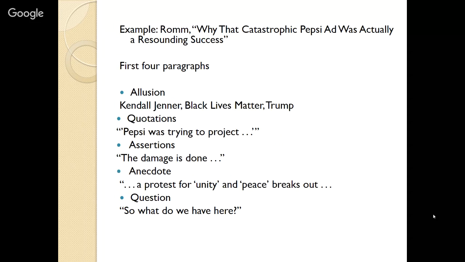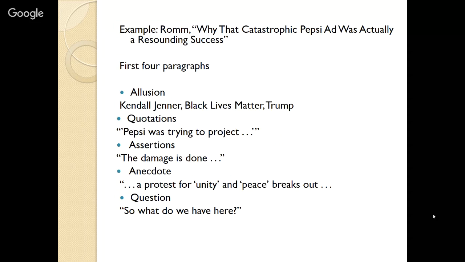Then he uses assertion, and there are several assertions, probably more assertions than anything else in his introduction. But the first one of note is where he says, "the damage is done, and the whole story is instructive." That's right there in the first paragraph. And then that first paragraph continues with anecdote. So this first paragraph is packed with a lot of these techniques in order to connect with the reader and engage the reader.